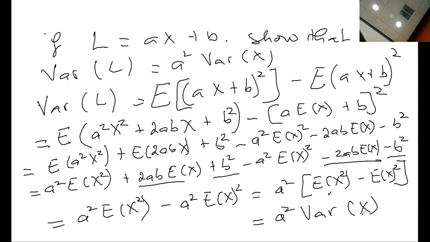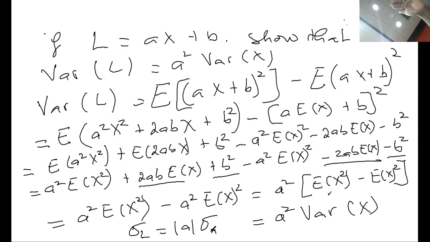So as you can see here, the standard deviation is, I can say here that the standard deviation sigma L is equal to the absolute value of A times sigma X. That is the square root. If you take the square root of A square, the square root of A square is the absolute value of A.